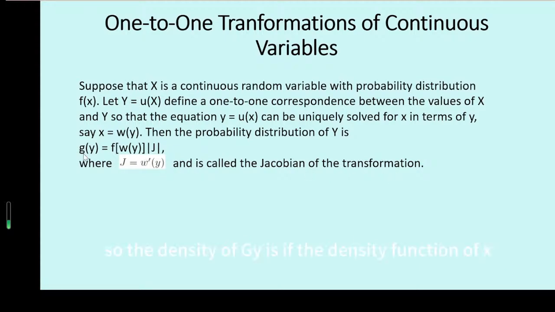So the density of g(y) is f, the density function of x, filled in with the inverse of x in terms of y, then times the value of this J. This J is the derivative of the inverse of x in terms of y.